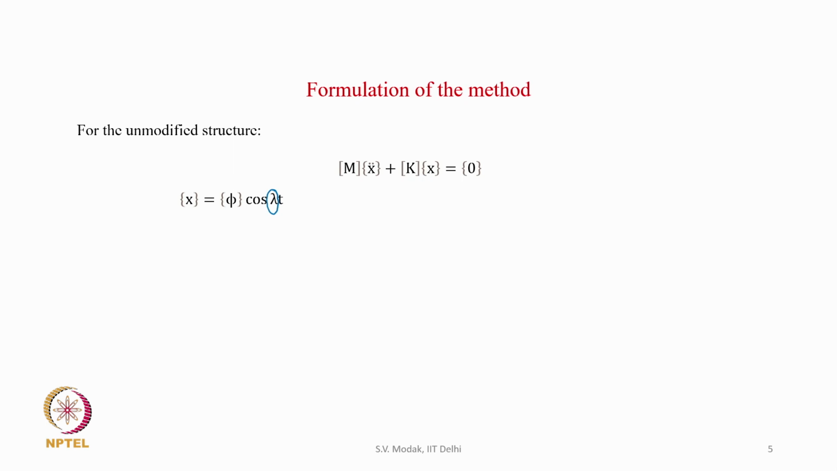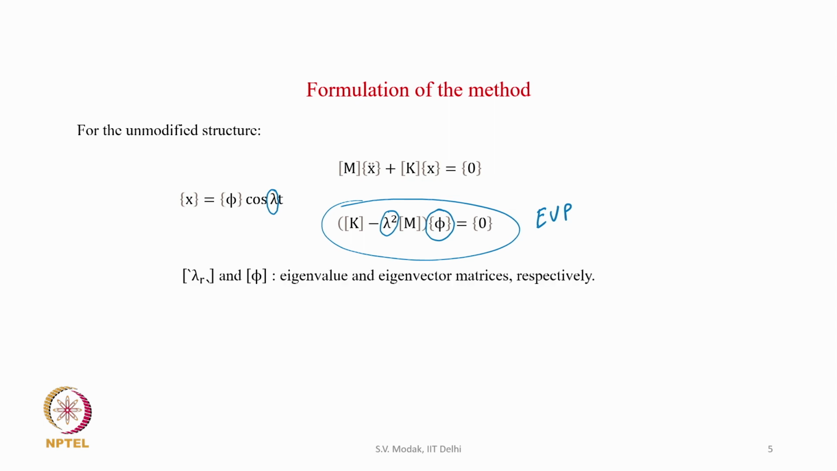So, now substituting this solution x into the equation of motion and simplifying, we get this equation. You can see this equation is the eigenvalue problem of the unmodified structure. Here lambda square are the eigenvalues and phi is the eigenvector, and if n is the degree of freedom of the system, then there will be n eigenvalues and n eigenvectors, and all those can be put into matrix form, giving us the matrix of eigenvalues and eigenvectors. This eigenvalue matrix is diagonal, and the eigenvector matrix consists of the eigenvectors making the columns of this matrix.